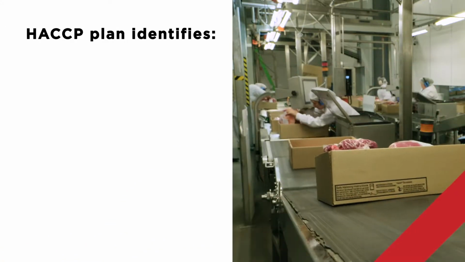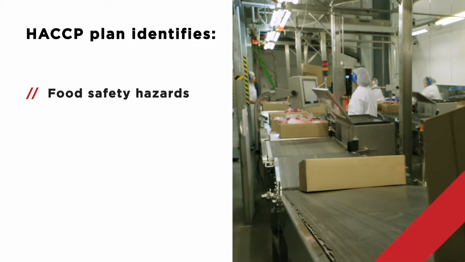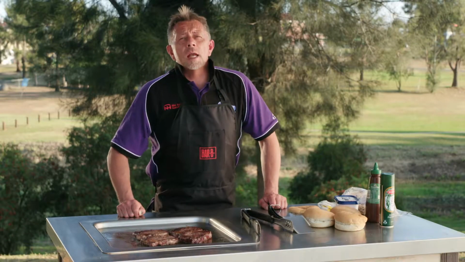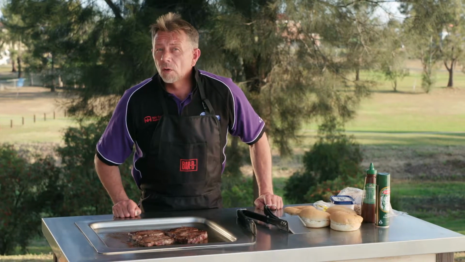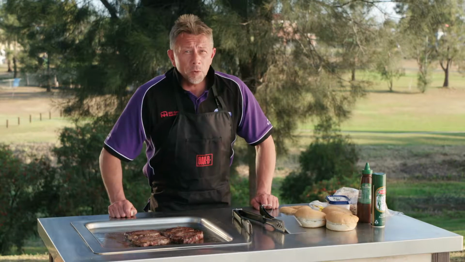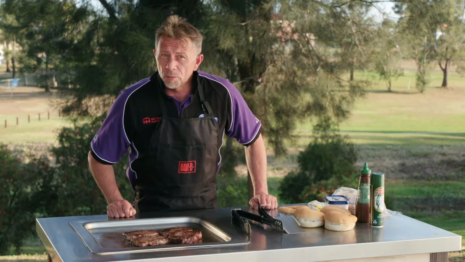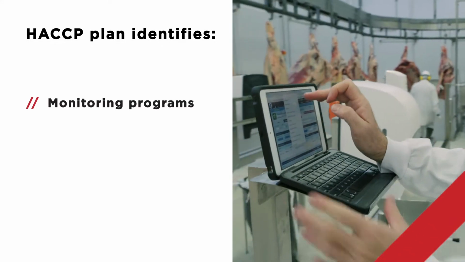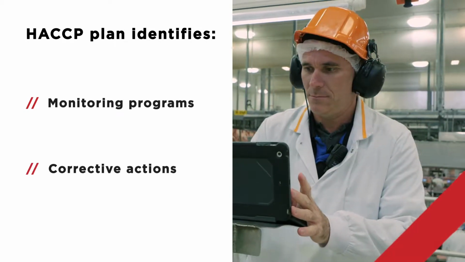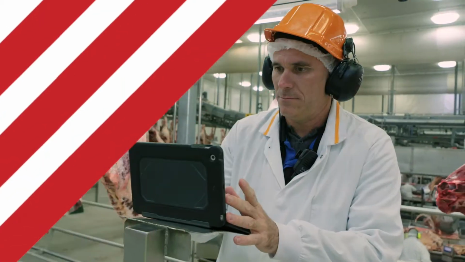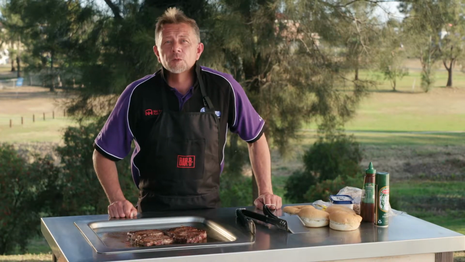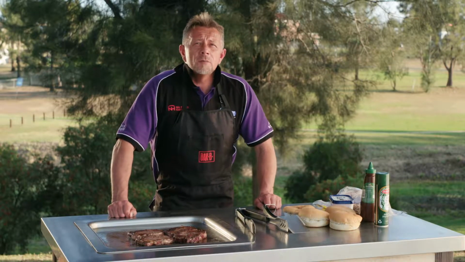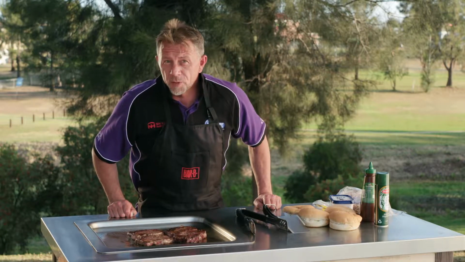The HACCP plan identifies what the food safety hazards are, how to control these hazards, and where the critical control points are. Hazards can be anything that could reduce the quality or the safety of the meat, like dirty tools. So it's important that you know what the hazards are and how to avoid them. Your HACCP plan also outlines the monitoring programs used to check that hazards are being controlled and what corrective action needs to be taken if the product is not meeting its specifications. Your SOPs and your work instructions will tell you how to reduce or prevent these food safety hazards and what to do if hazards occur. If you're not sure about anything, ask your supervisor.